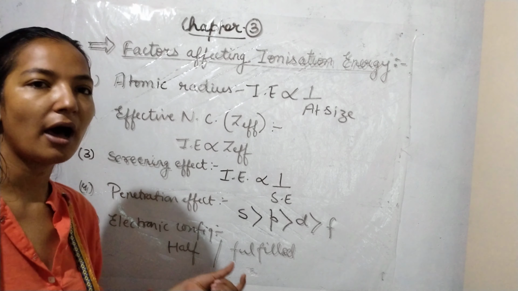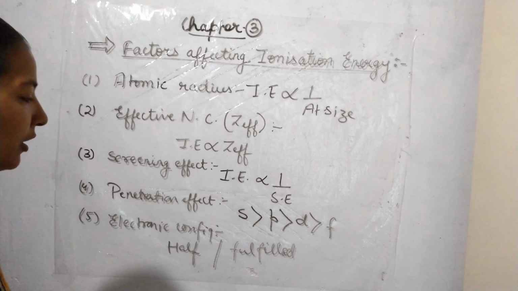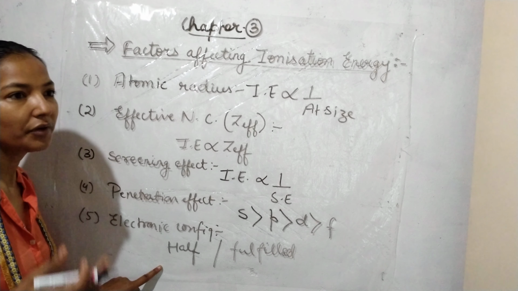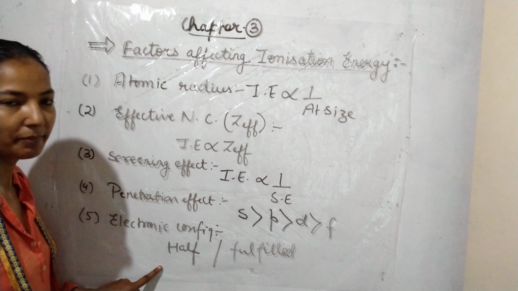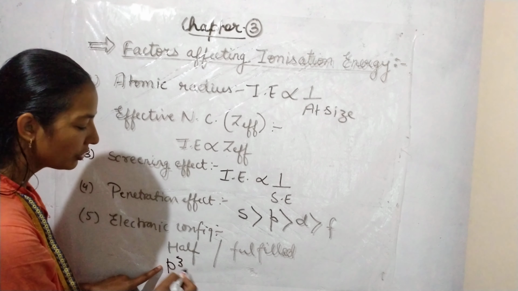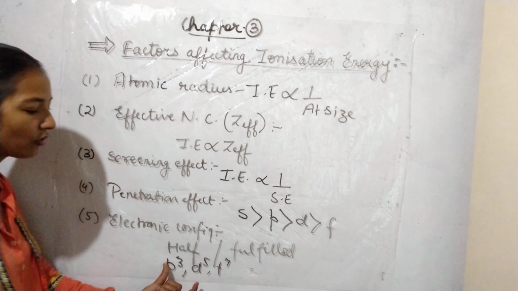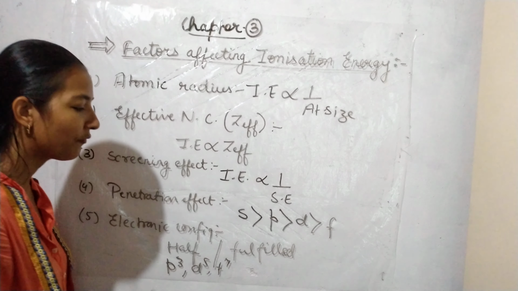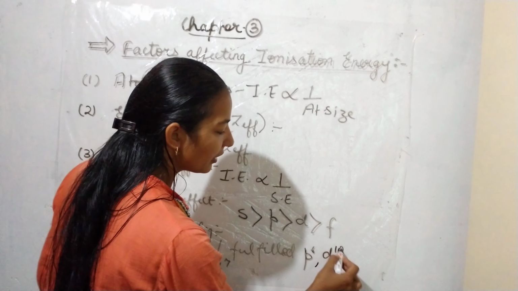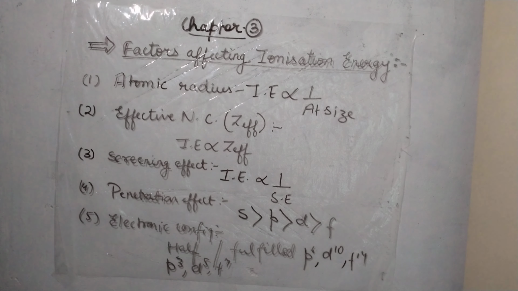Why? Because half filled and full filled electronic configurations are quite stable. They are stable, so the atom does not want to release the electron easily from their stable configuration. Like you can get the p3 configuration in the outermost shell, or d5 or f7 configuration. These are the outermost configurations, that means they are half filled. Full filled means p6, like d10, like f14. These are the full filled electronic configurations.